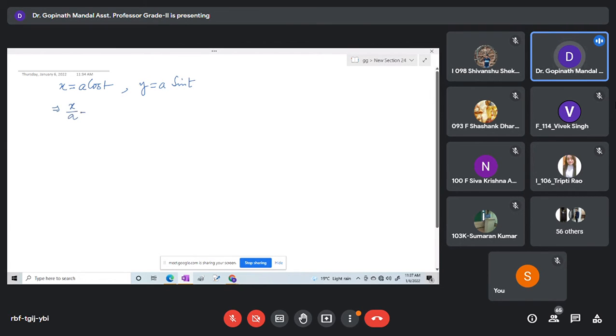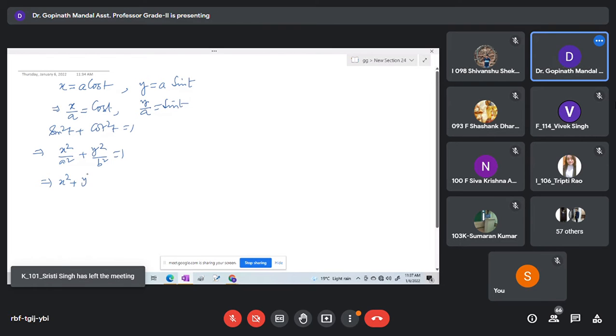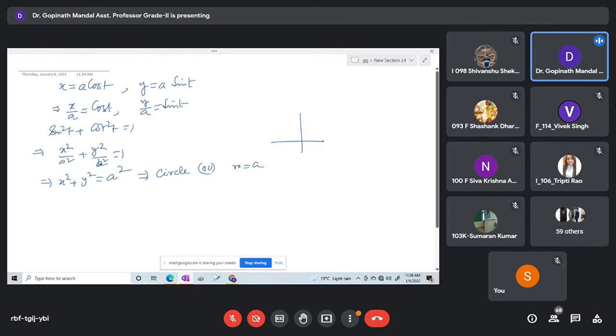So we can write x by a equal to cos t and y by a equal to sin t. Then sin square t plus cos square t equals 1. This gives x square plus y square equal to a square. That means this is the equation of a circle, with center at 0, 0 and radius a. So it is very easy to understand the nature of the curve.